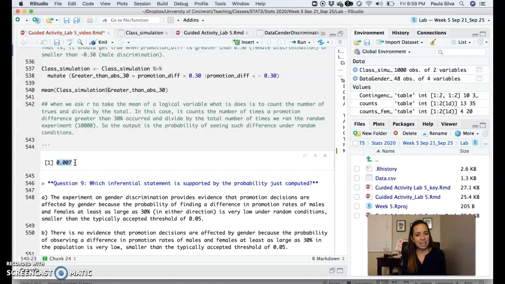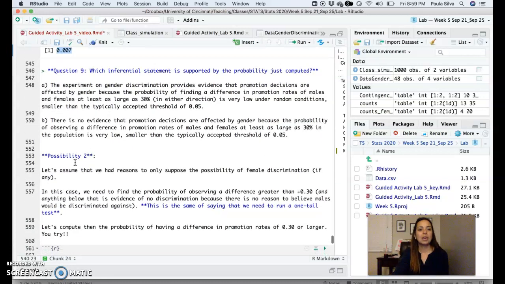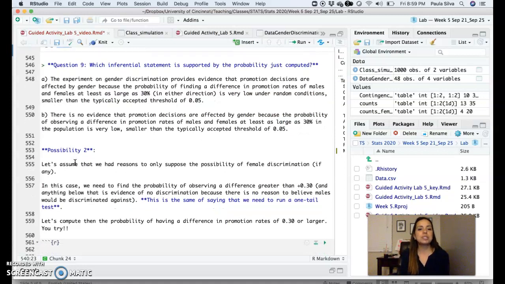So if it is unlikely, we say there's gender bias, because under random conditions we don't see a difference of 0.30 or more or -0.30 or less very frequently, right? So, question 9. Which inferential statement is supported by the probability just computed? Read A and B and think about what your response would be. Stop the video and then come back when you're ready for the answer.